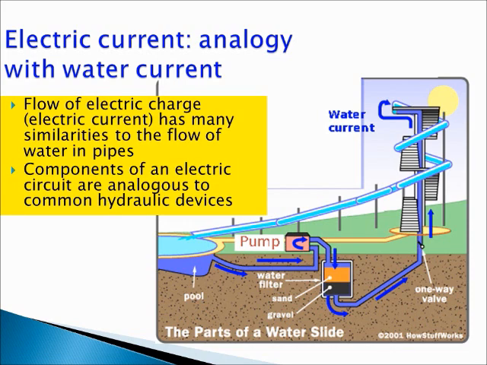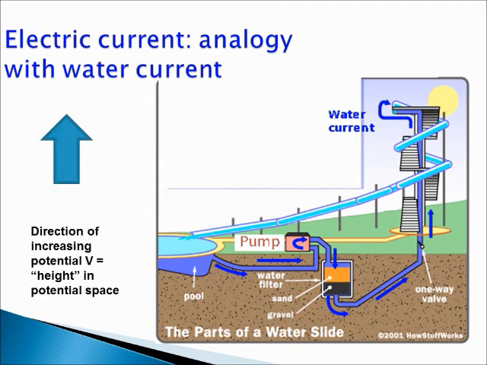To visualize what happens inside an electric circuit, it might help sometimes to think that it is analogous to a water slide in an amusement park. Flow of electric charge, or electric current, has many similarities to the flow of water in the pipes. Components of an electric circuit are analogous to the hydraulic devices that are included in the slide.